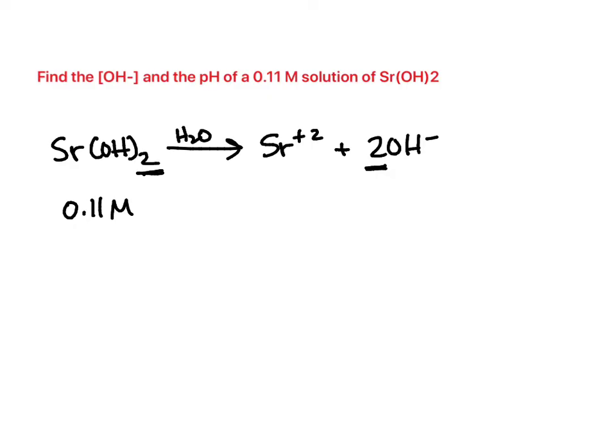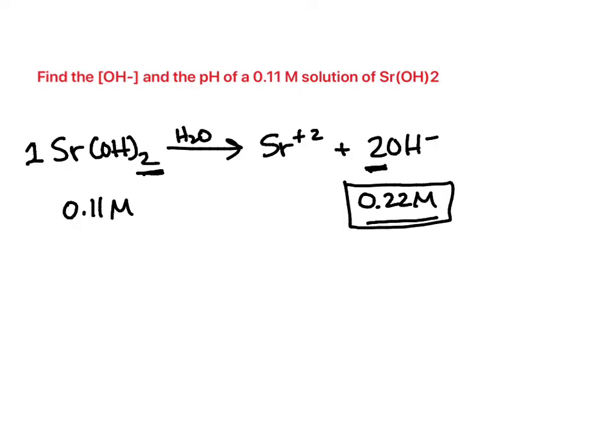Well, the hydroxide ion concentration is what we're going to write down right here. So again, notice we have a coefficient of 1 in front of the strontium hydroxide and 2 in front of the hydroxide, which means every time one strontium hydroxide formula unit comes apart, it's going to make 0.22 molar, twice as many hydroxide ions. So this is the first answer we were looking for. Find the hydroxide ion concentration.